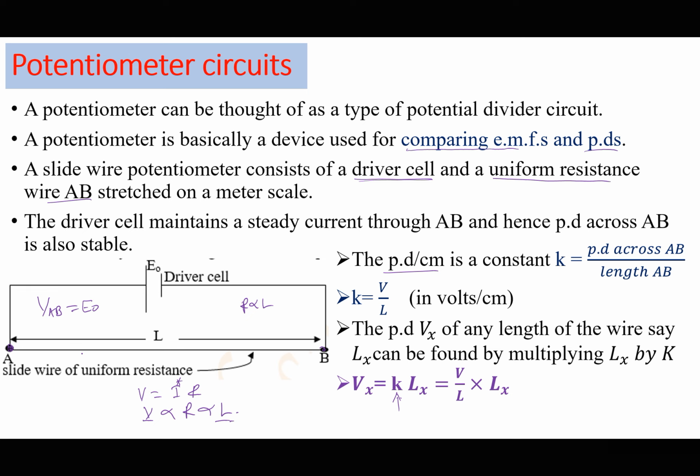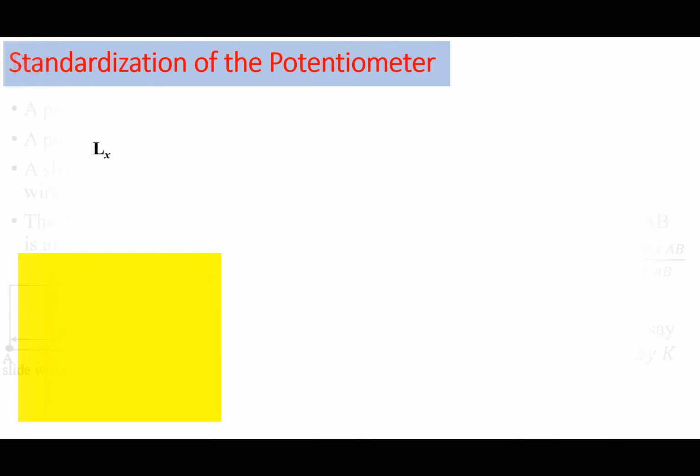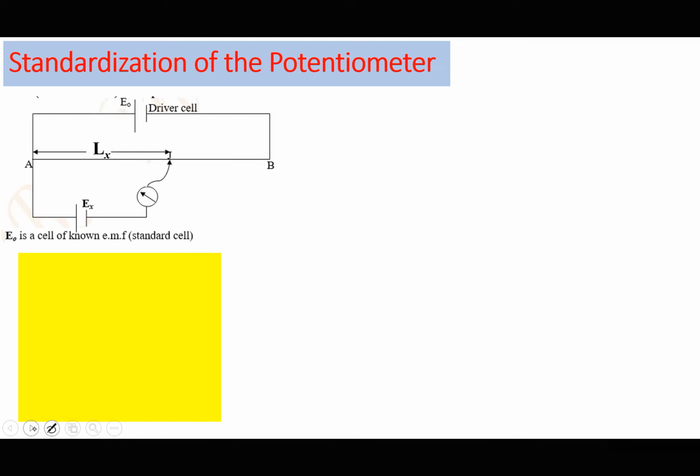Let's talk about what we call standardization, to standardize or to make a potentiometer ready for use. So remember I said the potentiometer is going to be used to compare EMFs and PDs. So the first thing we are going to do is to use the potentiometer to compare, for example, EMFs, or find a relationship between EMF and lengths of a uniform wire, of the wire of a potentiometer.